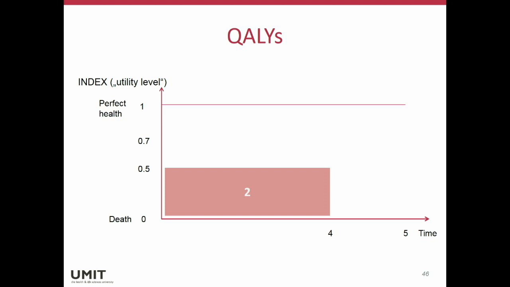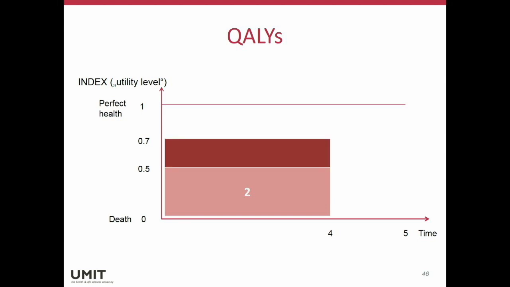And now you can increase QALYs by adding quality of life. Let's say that patient has 0.7, maybe through some pain-reducing drug, or maybe some statins that prevented chest pain and so on. So that would then lead to an additional 0.8 QALYs.